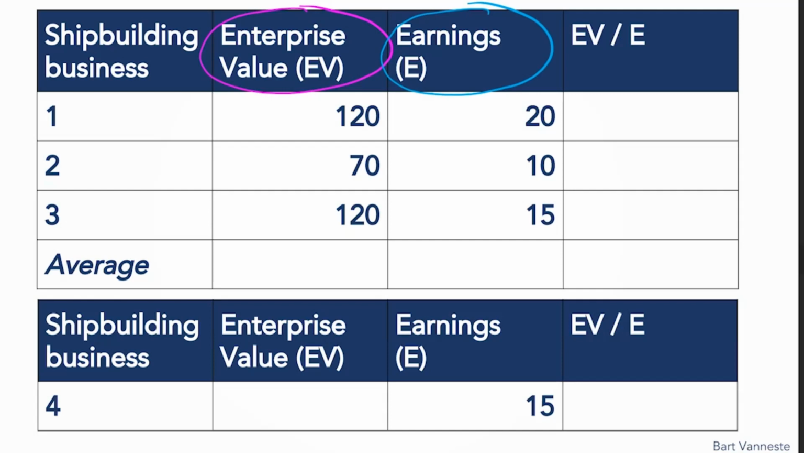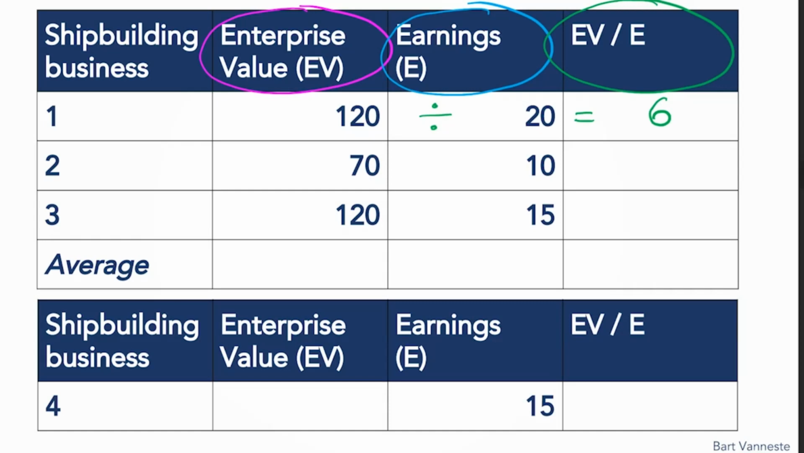Given that we have information on enterprise value and on earnings, we can calculate what is called a multiple. In particular, we can calculate a multiple of enterprise value over earnings. Let's do the calculation and then let's think about what it is. So it's a ratio, which means that we need to divide 120 by 20, which is 6. What does this multiple represent? Well, it basically means if you want to buy business 1, you have to pay 6 times last year's earnings.